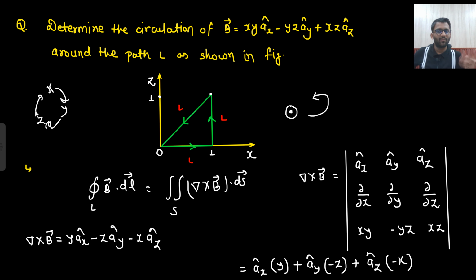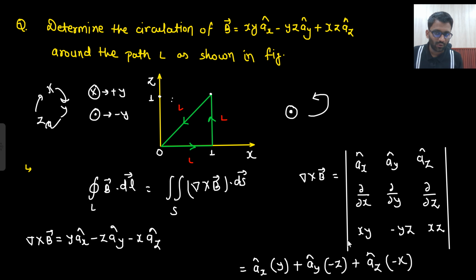Z cross x will give me y. So positive y will be inward, and outward will be negative y. So by the axis you need to tell, z cross x will give me y. So positive y will be inward and negative y will be outward.